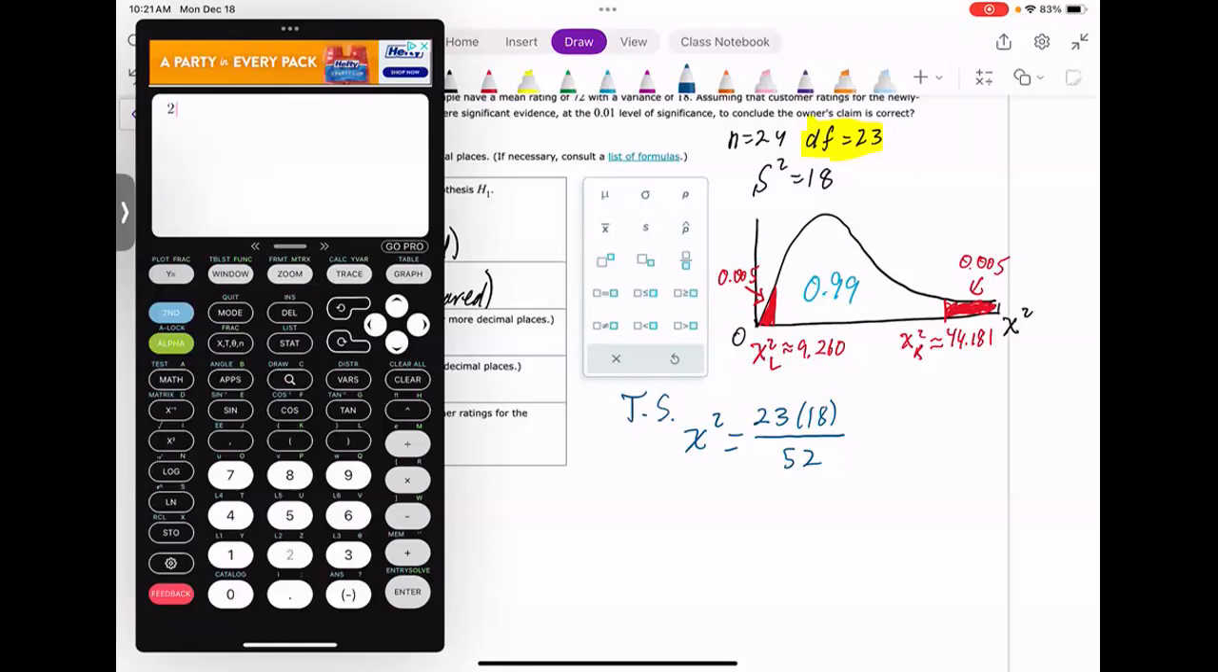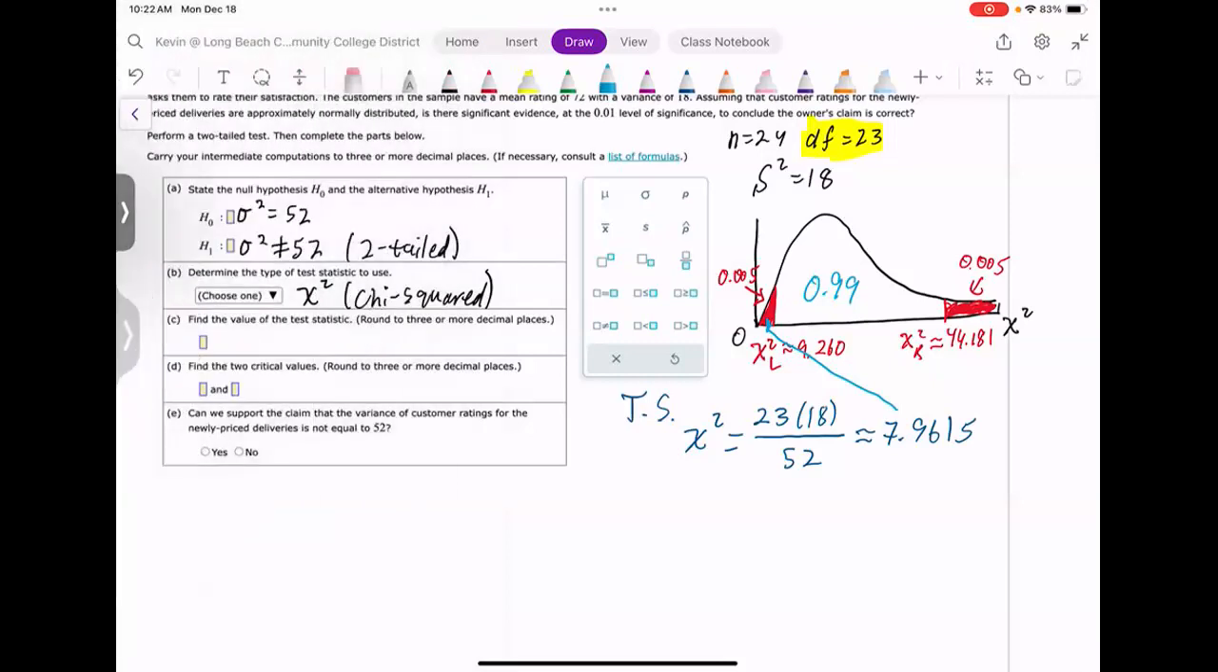So we were getting 23 times 18 divided by 52. So this means our test statistic is 7.9615. Okay, I'm going to note that that is right there. We are in the critical region. I want to talk about the p-value a little bit, though, and this is where things get a little tricky. So let's talk p-value.